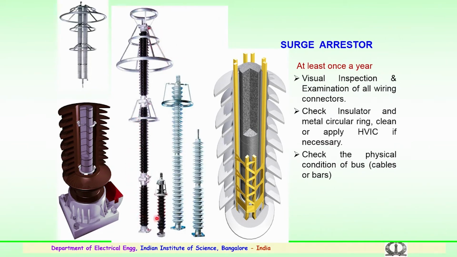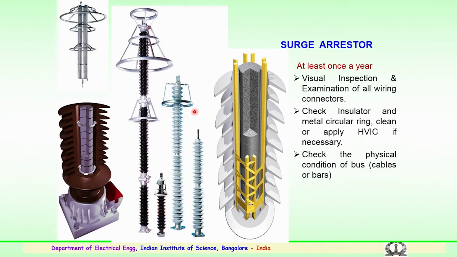This is the typical surge arrestor for various voltage levels. You can see the grounded portion here, and this is the high voltage portion with the corona control rings. Before the ground connection you have a surge counter and also a leakage current monitor to give information about the number of lightning surges which have happened over a period of time. Here again the surge arrestors require regular maintenance.